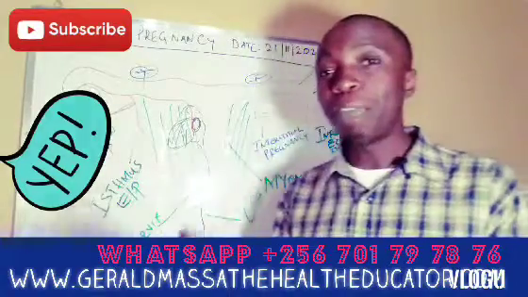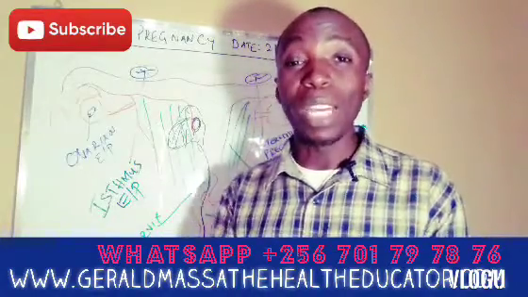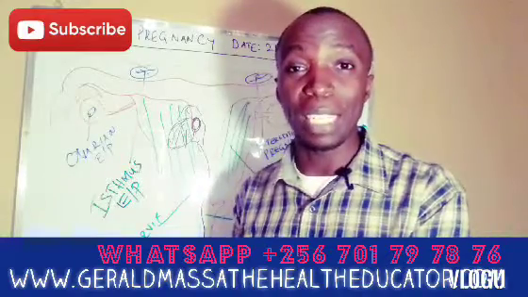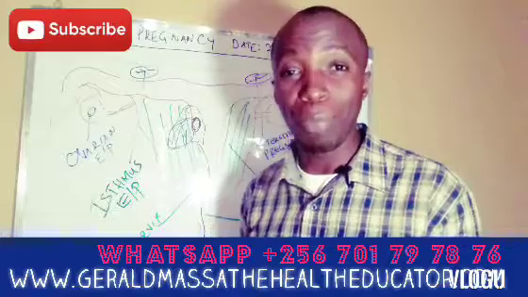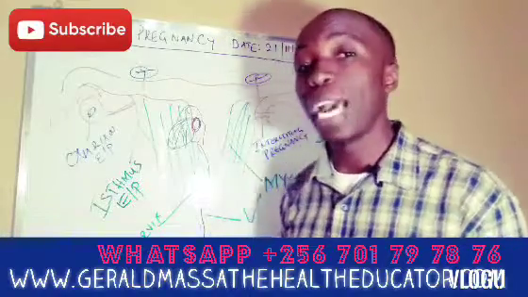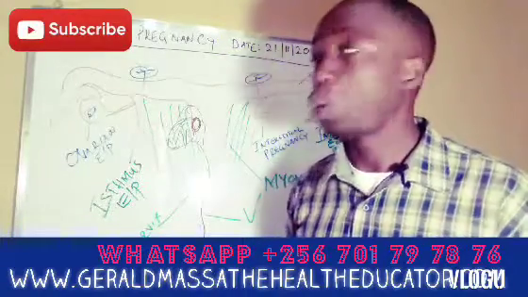So we've described what happens in normal circumstances. Now we are going to look at what happens in ectopic pregnancy, and we shall also look at the various types of ectopic pregnancies.